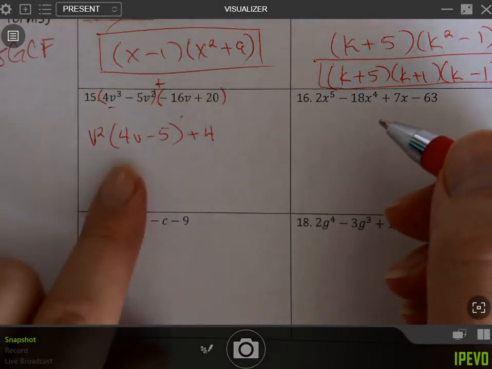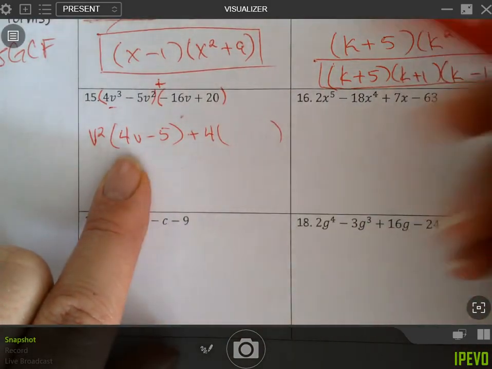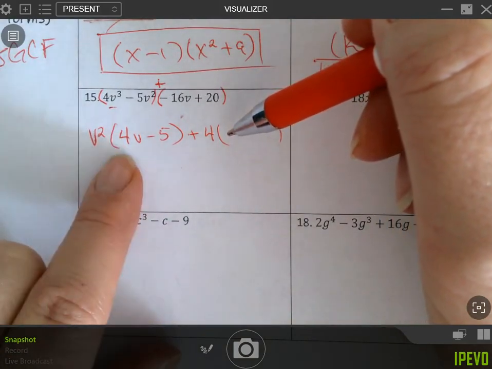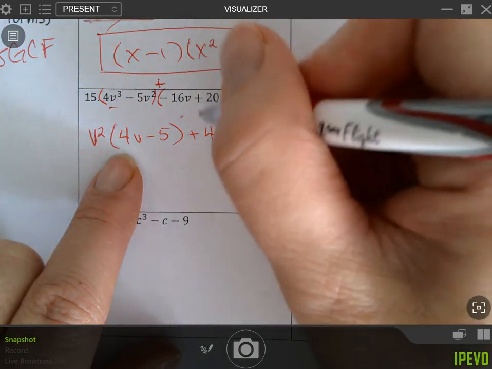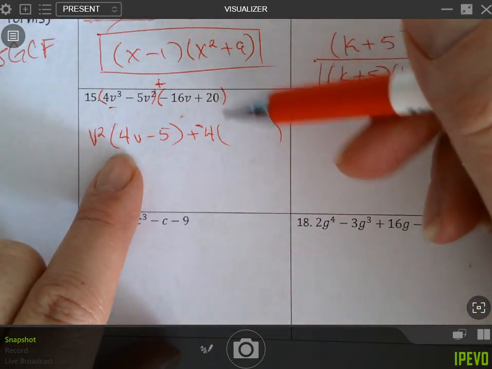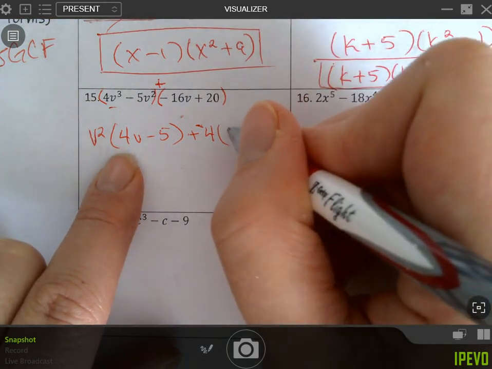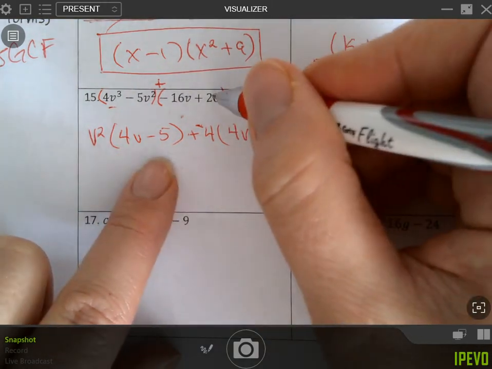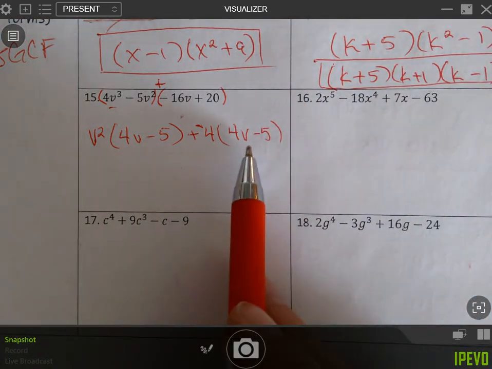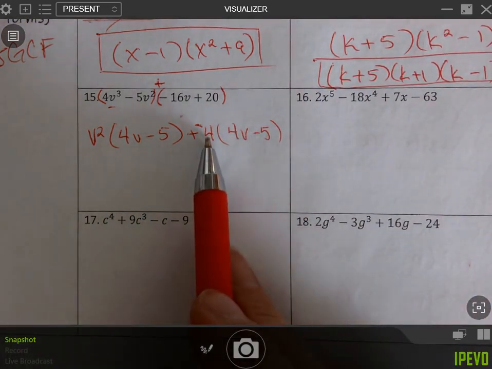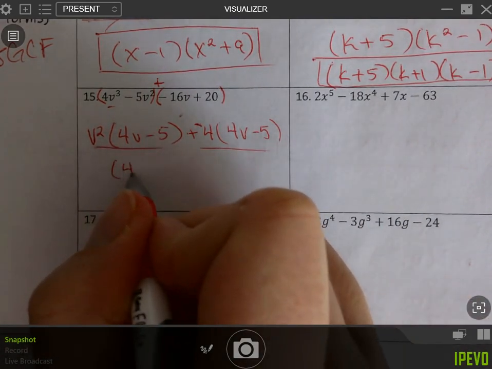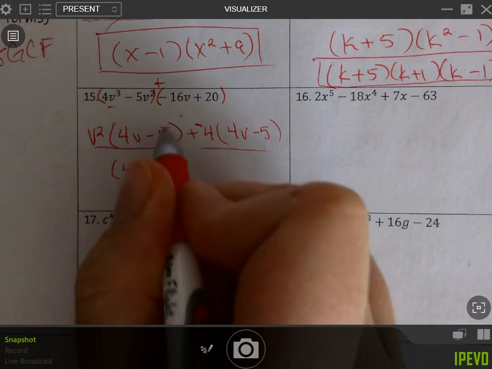But here's the problem. If I take out a 4, I'm still left with a negative 4v, and what do I want it to be? Positive. So I want to switch my sign. So anytime I need to adjust my signs, I'm going to take out a negative number. That leaves me a positive 4v, and 20 divided by negative 4 is negative 5. So if you ever get here and your signs are wrong, you might need to factor out a negative. Okay, what do they have in common? 4v minus 5. I brought that out.